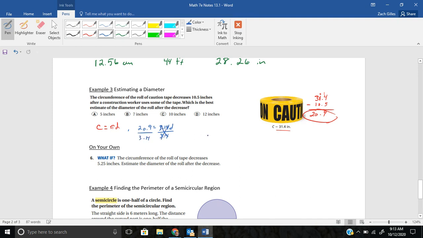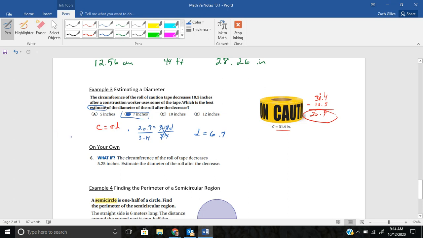That cancels to get me d equals, if I were to take 20.9 and divide by 3.14, I would get 6.7. Okay, and this asks for an estimate. So 6.7 we would round up to be 7 inches would be the best diameter after that construction worker took off some of that caution tape. Okay.